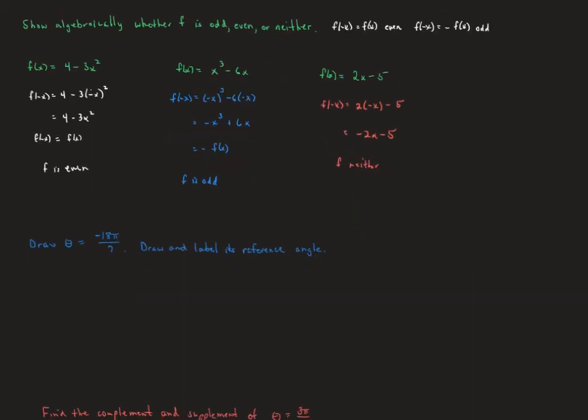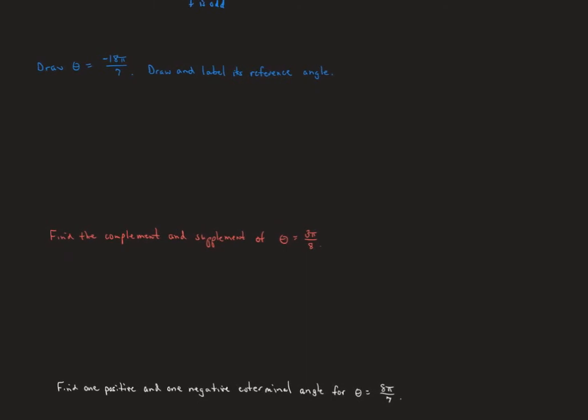Okay, let's slide up, and we're going to draw theta equals negative 18 pi over 7, and then we're going to find and label its reference angle. So let's see. We start with the positive x-axis. There's our initial side. Negative means we're going clockwise. So I'm going to think of this maybe as a mixed number. 7 goes into there twice. So that's like a negative 2 and 4/7 pi.